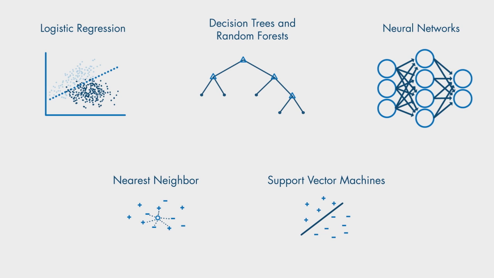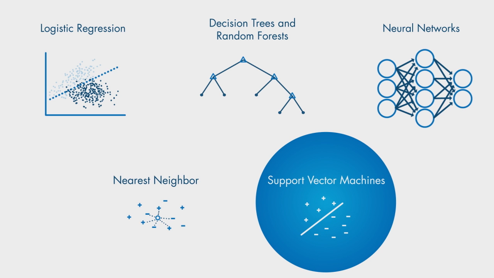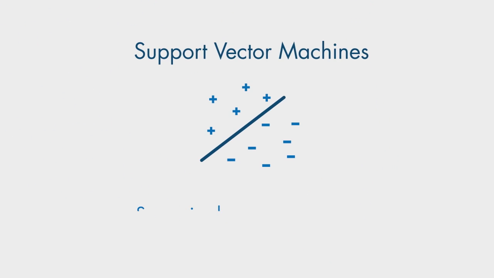There are many different models. We'll look at a popular technique known as support vector machines, or SVM. SVM are supervised binary classifiers. This means they use labeled data to learn how to sort observations into two classes.